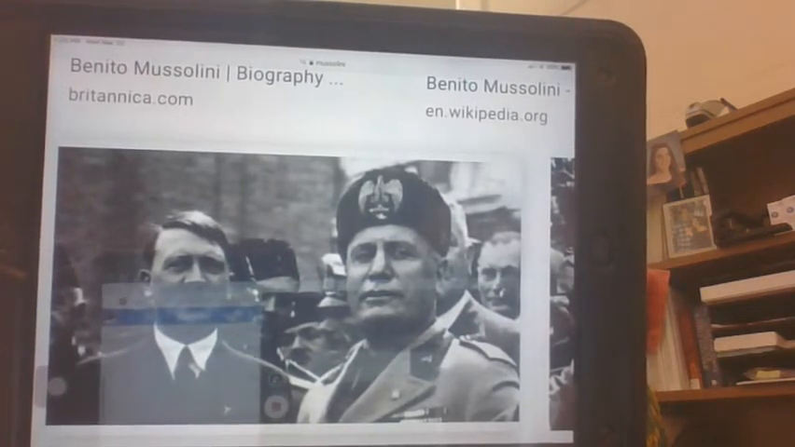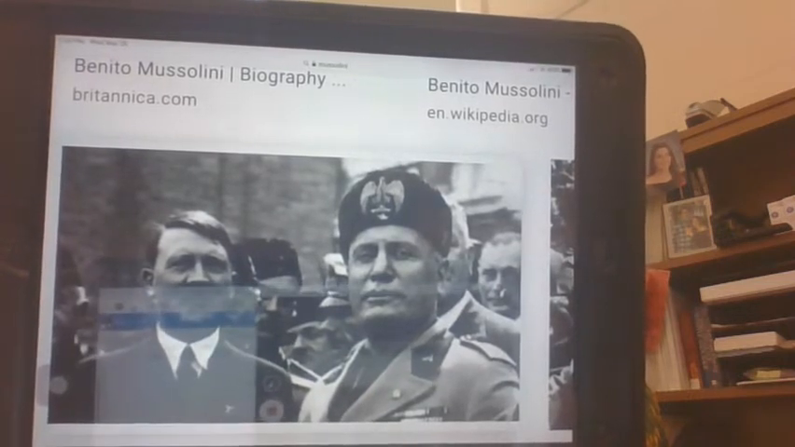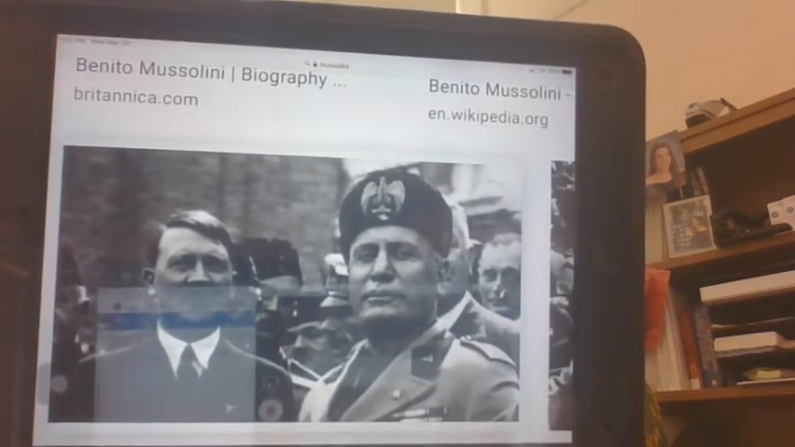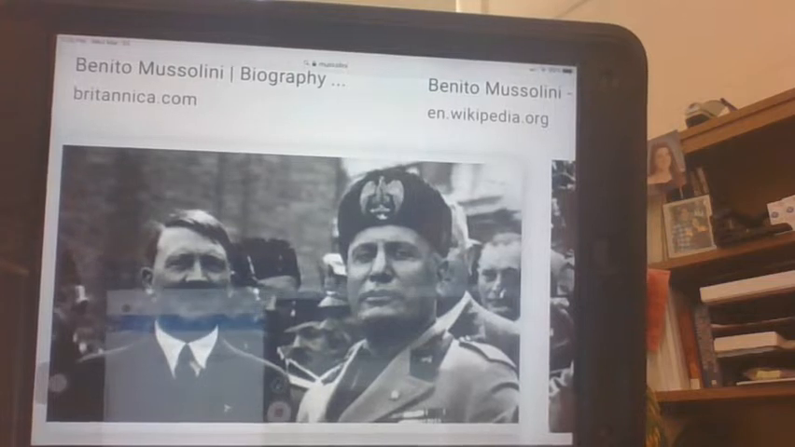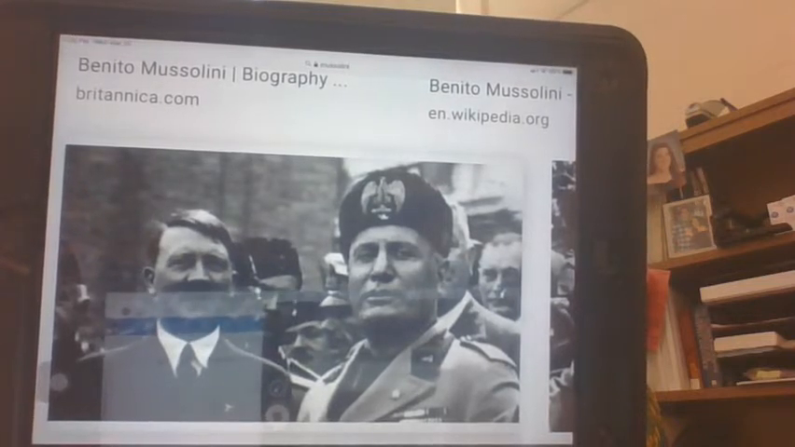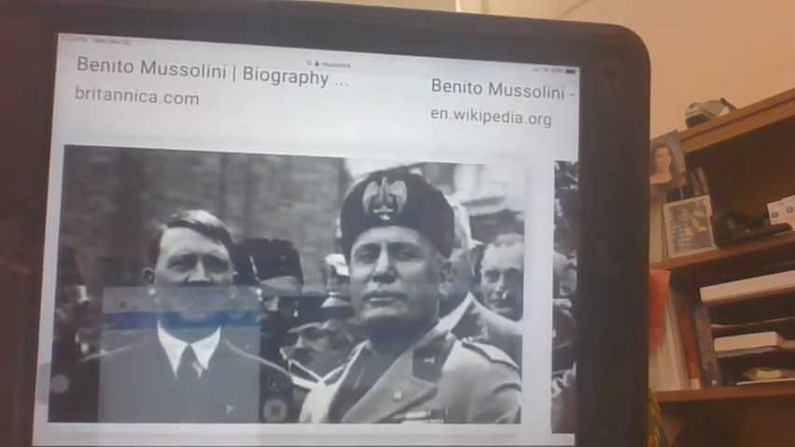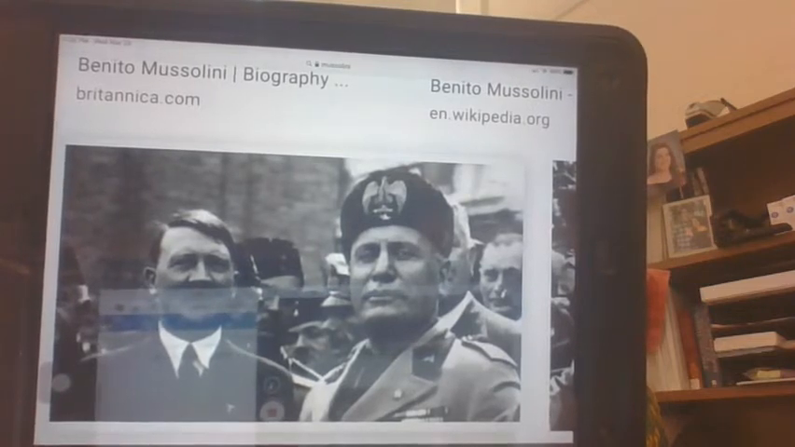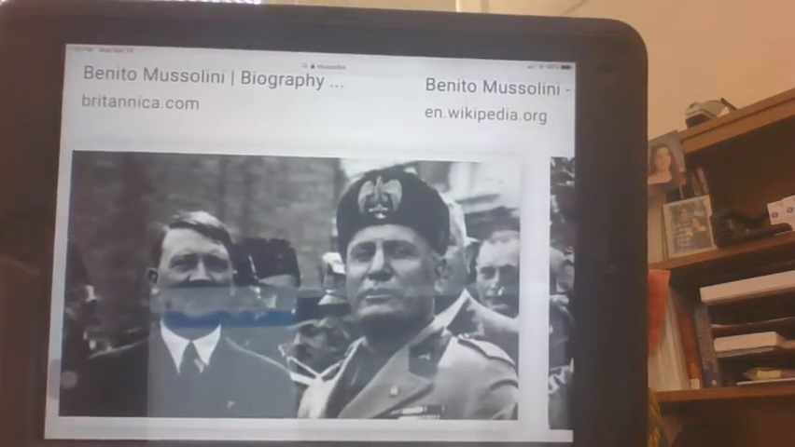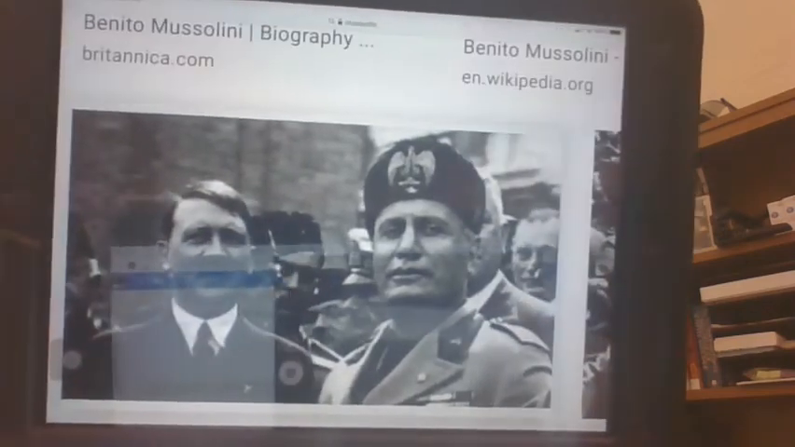Like in France with the Reign of Terror, Mussolini used terror to maintain power. So he put a lot of fear in the Italian people. He had a secret police force who arrested, tortured, and often killed any who went against the government. So yeah, Benito Mussolini, another bad guy.